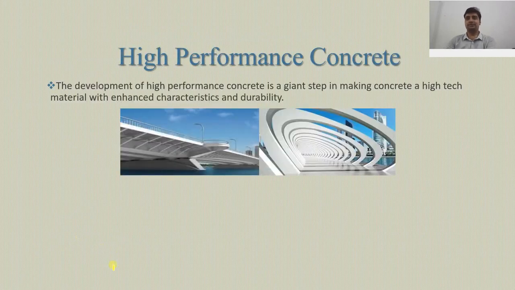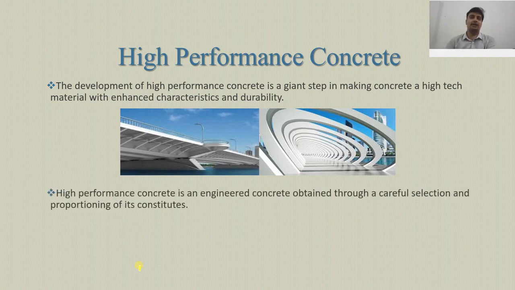High performance concrete. The development of high performance concrete is a giant step in making concrete a high tech material with enhanced characteristics and durability. High performance concrete is an engineered concrete obtained through careful selection of the proportions of its constituents, like the correct proportion of cement, the correct proportion of water, the correct water cement ratio, and the correct proportion of different types of aggregate, the fine aggregate and the coarse aggregate, so we can get high performance concrete.